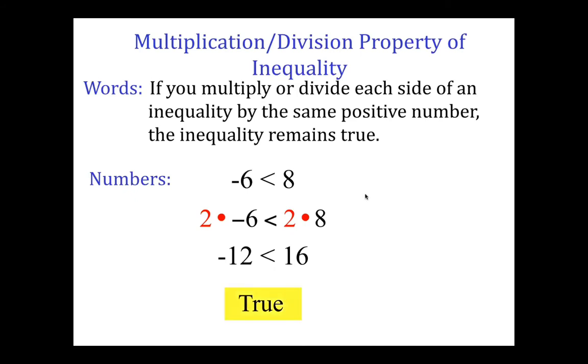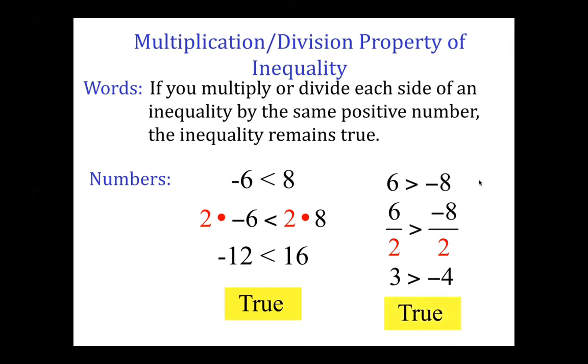Same applies for division. Let's say I have 6 is greater than -8, which is a true inequality. Go ahead and divide both sides by 2, for example. And if I do that, I get 3 is greater than -4, and that inequality still remains true. So we're going to go ahead and use the multiplication and division properties of inequalities to solve inequalities for a certain variable.